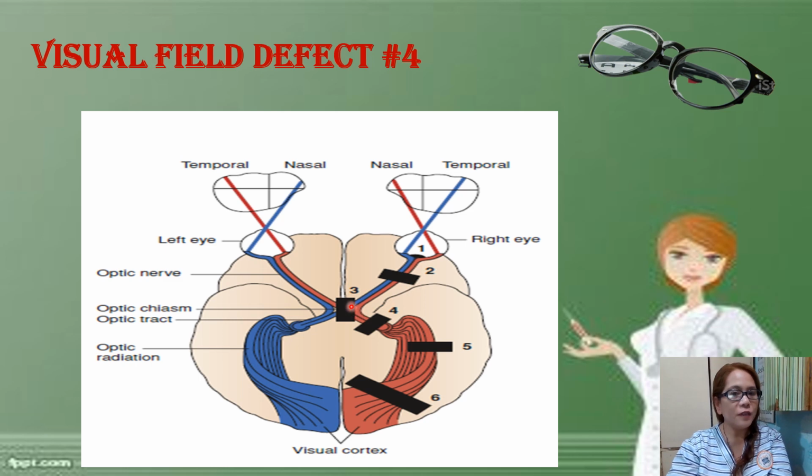And then, if the lesion is located here at the optic chiasm, there will be bitemporal hemianopsia. Okay, half lang. And then if the lesion is here at the right optic tract, there will be left homonymous hemianopsia. All right, and if the lesion is located here at the optic radiator of the right eye, there will be homonymous left superior quadrantic defect.